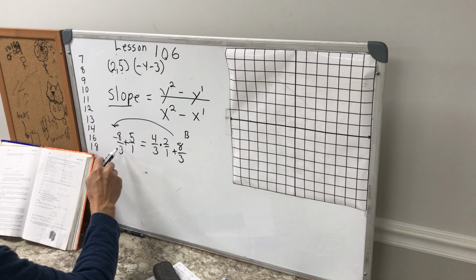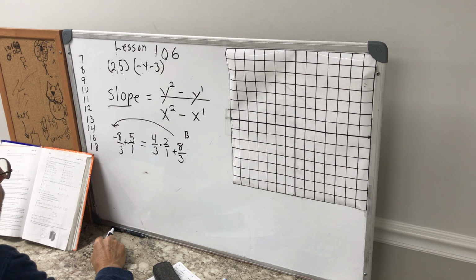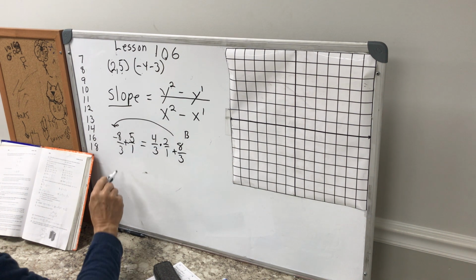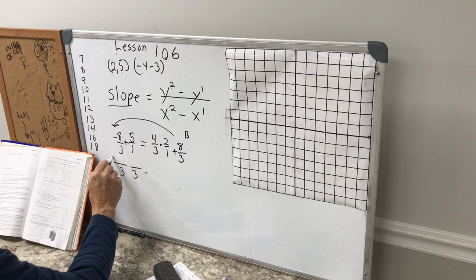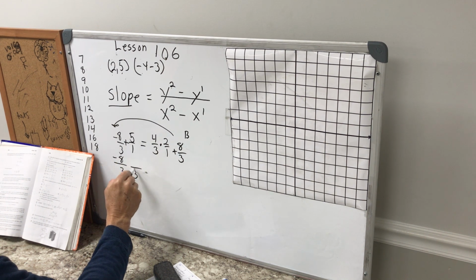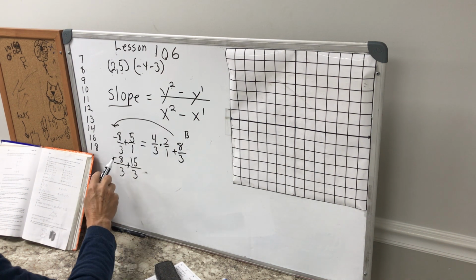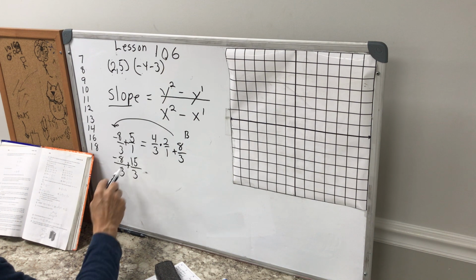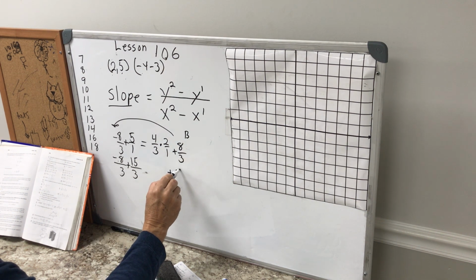So we're adding a negative 8 over 3 and a positive 5 over 1. Of course, the first thing we have to do is get common denominators. So the common denominator is going to be 3. So I got negative 8, and this goes into this. That's going to make this a 15 over 3. Negative 8 over 3 plus positive 15 over 3 becomes a positive 7 over 3.